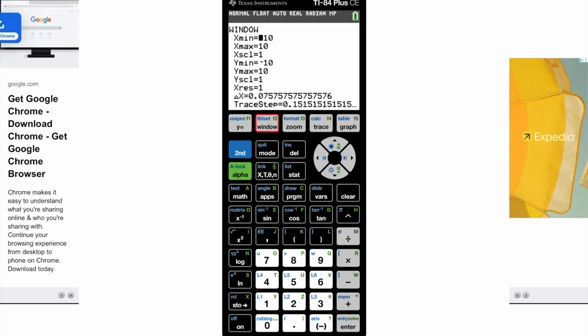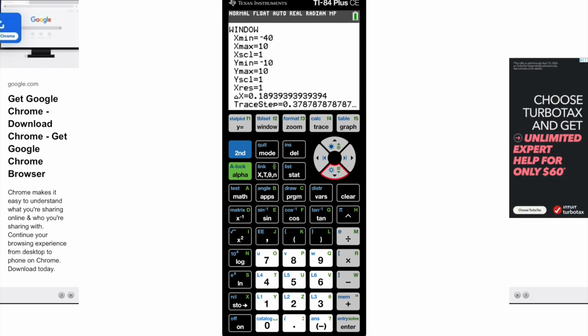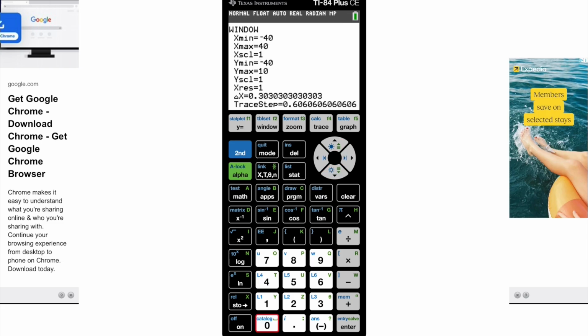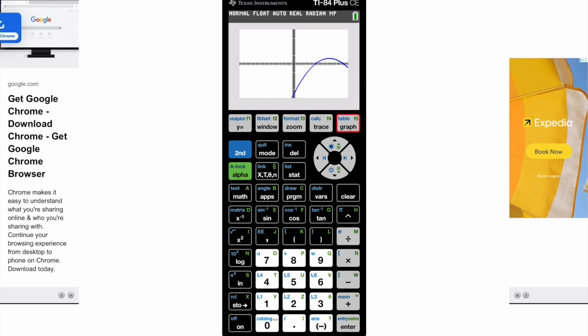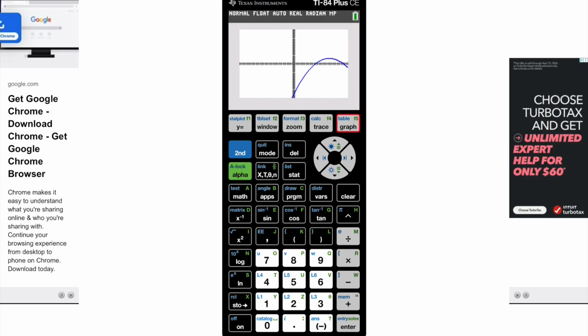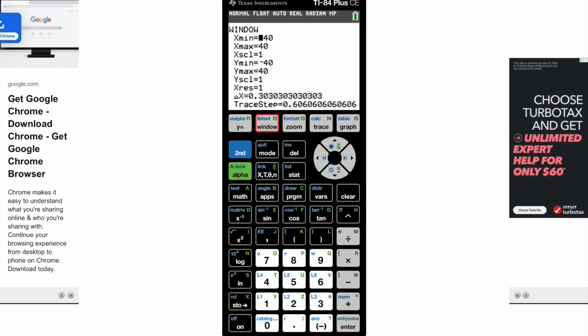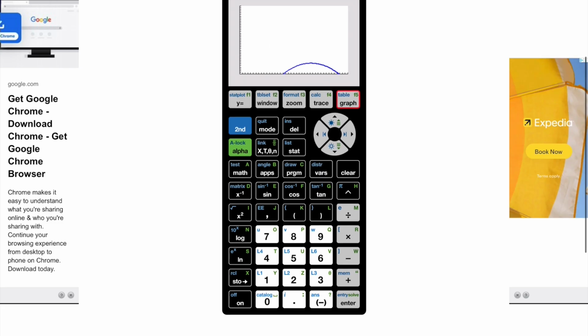I cannot see the graph, so I'll have to change my window settings. Let's make it negative 40, and then 40, and then negative 40 again, and 40. Let's graph that. So now I can see my graph. The thing is, it won't be negative, right? So I don't have to look at the negative aspects of it. You can just change it to 0, change this to 0 as well, and then graph it. This is what it looks like.